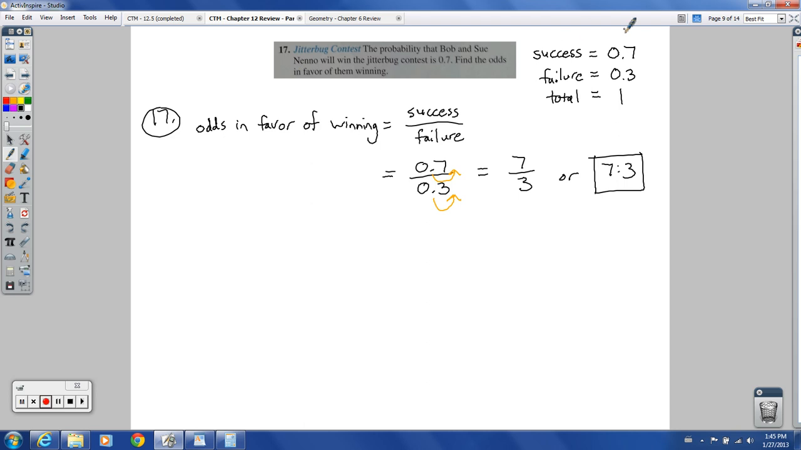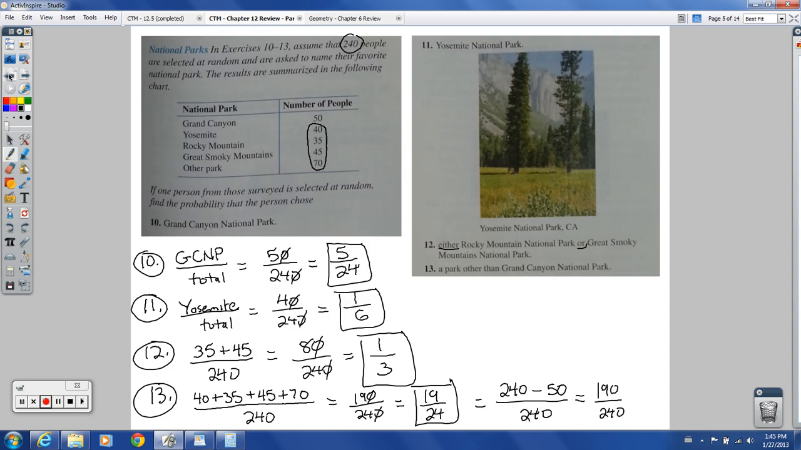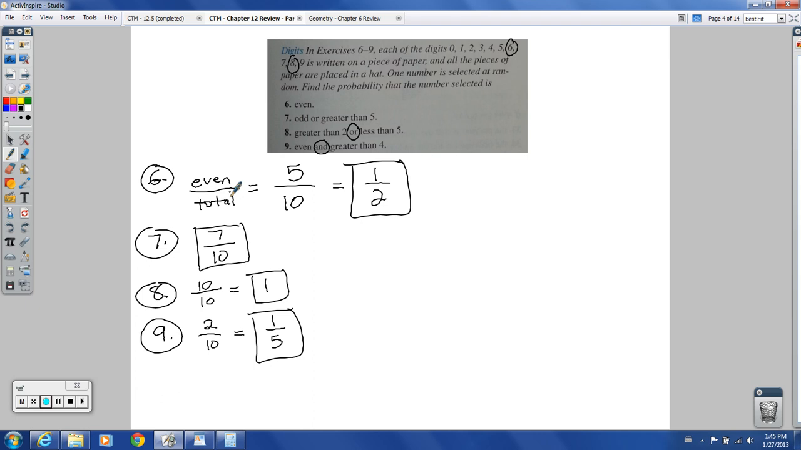And remember to figure out success, failure, and total possibilities first. Then these odds in favor and against questions become much, much easier. I would not recommend doing it the way the book does it, but it's up to you if you want to. And then don't forget probability, which you just want over the total. It's as simple as that.